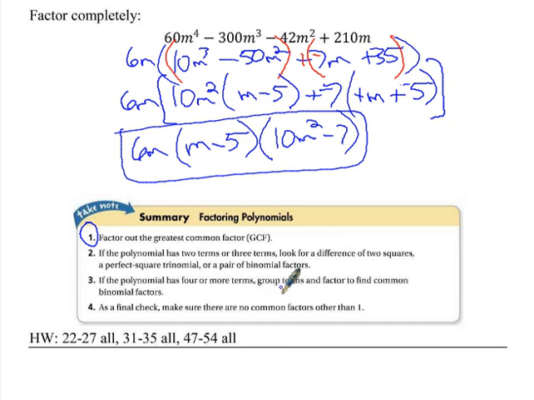If the polynomial has 4 or more terms, group the terms like we were just doing to factor out common factors again and again. Finally, check to make sure that there are no common factors other than 1. Look inside this answer right here. Is there a GCF here other than 1? No. Is there a GCF here other than 1? No. So that's how we know that this is the completely factored answer.